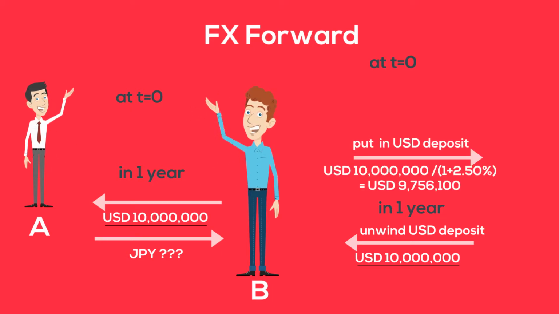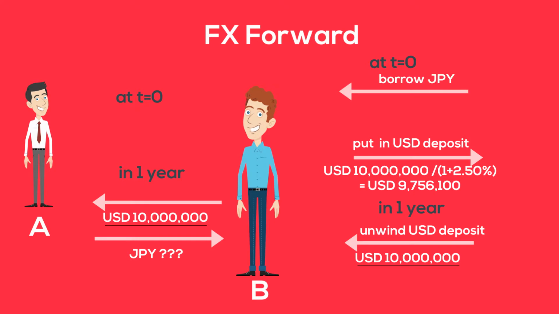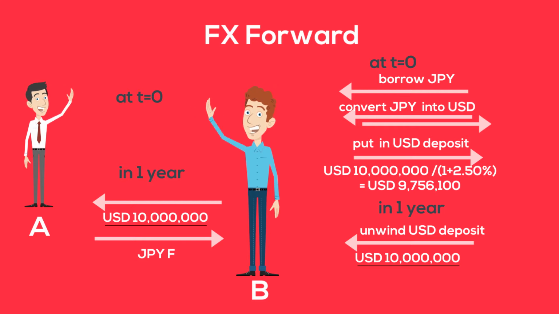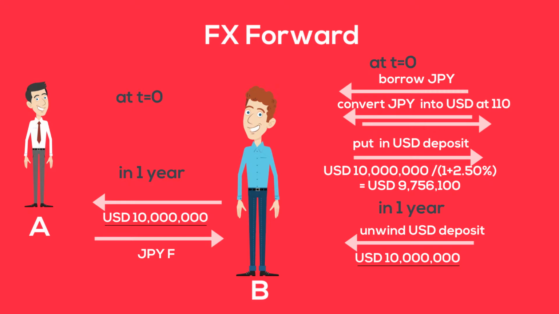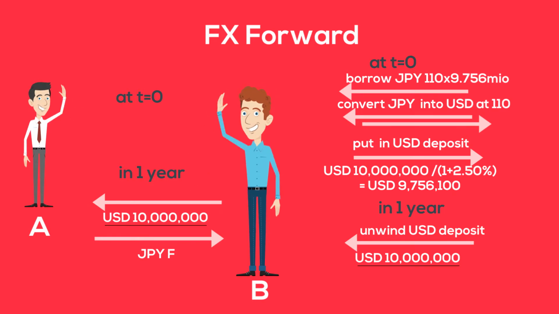At T0, Mr. B does not get anything from Mr. A, so he needs to find a way of getting those $9.756 million. On the other hand, in 1 year, he will get Japanese yen from Mr. A. So it seems quite natural for Mr. B to borrow Japanese yen now, to convert those Japanese yen into dollars, and to use those dollars to make the deposit. If the current dollar-yen exchange rate is now 110, Mr. B knows that he needs to borrow 110 times 9.756 million Japanese yen.